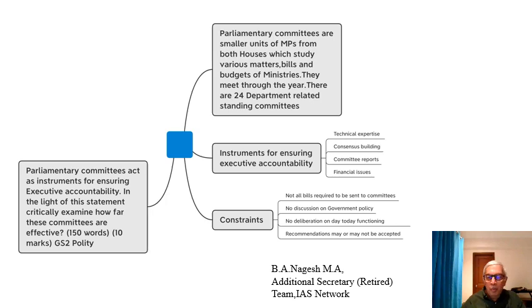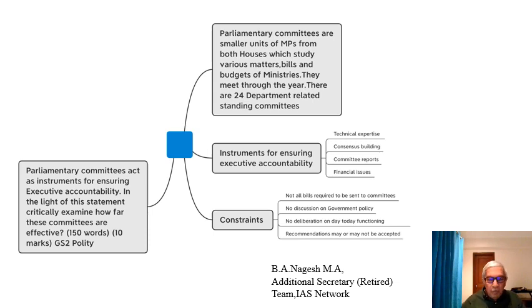GS2: Polity, Governance, International Relations. So we'll be doing one unit in polity. Polity is mainly the static part of the GS2 paper. If I've seen the previous papers, the marks allotted for this unit are comparatively low as contrasted with governance. Anyway, you will have to cover polity, the static part also.